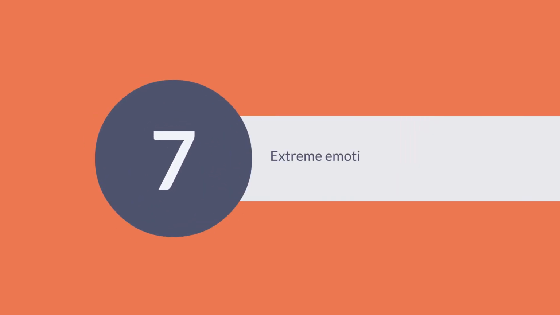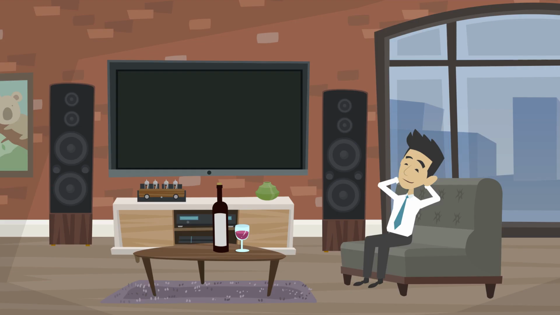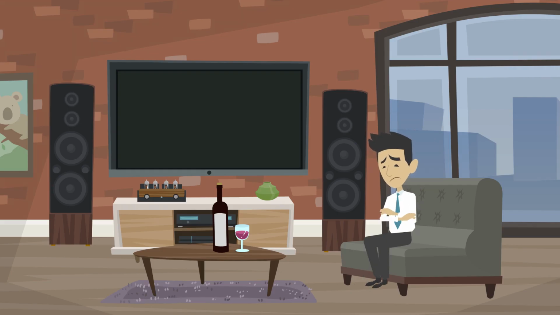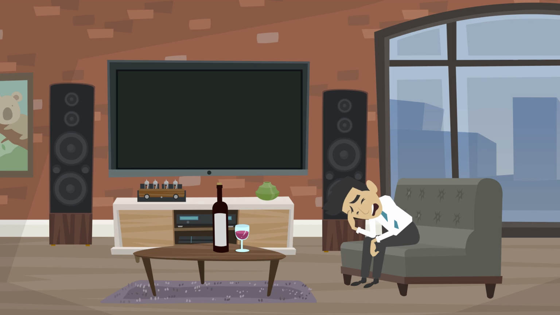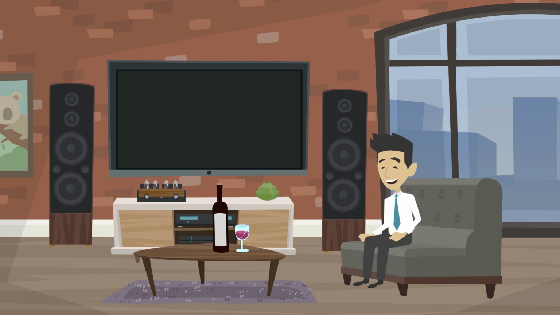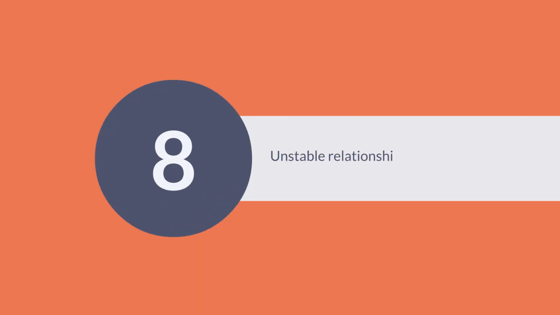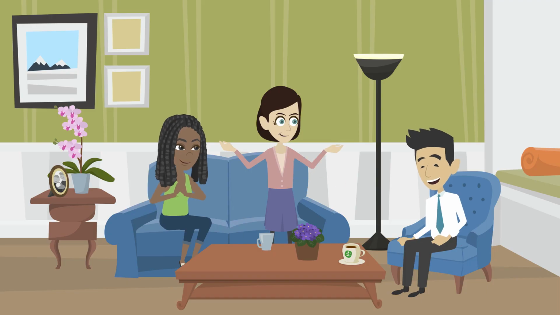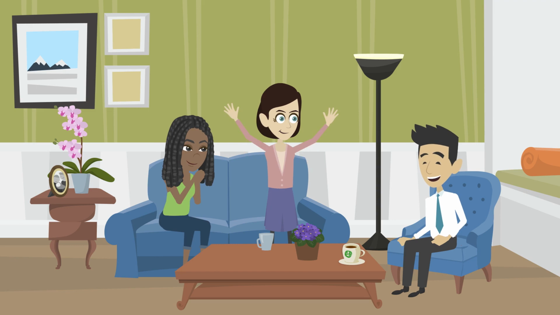The seventh symptom is extreme emotional swings. Similar to explosive anger mentioned earlier, extreme emotional swings are very common in BPD. The rapid changing of moods can be daunting for the loved ones of an individual suffering from BPD. The eighth symptom is unstable interpersonal relationships. Interpersonal relationships can be very difficult to maintain.